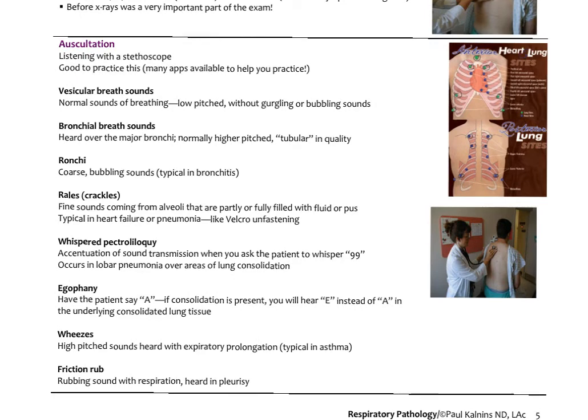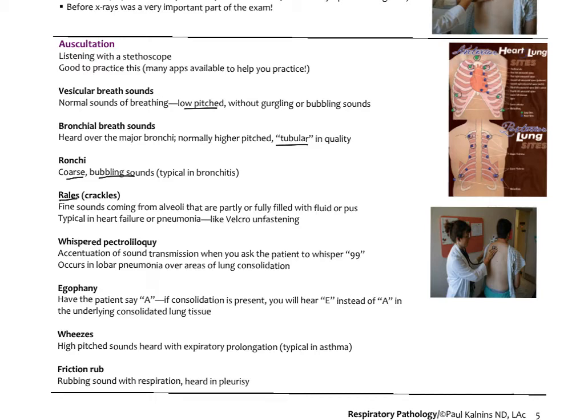What we're looking for are, for example, vesicular breath sounds or normal breath sounds. Those should be low-pitched without any gurgling or bubbling sounds. When we start hearing bronchial breath sounds, we hear this over the major bronchi. They're normally higher pitched. They have a tubular quality. So it's almost like a constricted tube, air rushing through it, and that usually means there's some phlegm or airway constriction in that bronchi. And then rhonchi would be coarse bubbling sounds, so that's going to be typical in bronchitis. So you're going to have a lot of phlegm in the bronchi, and so we hear rhonchi in those situations.